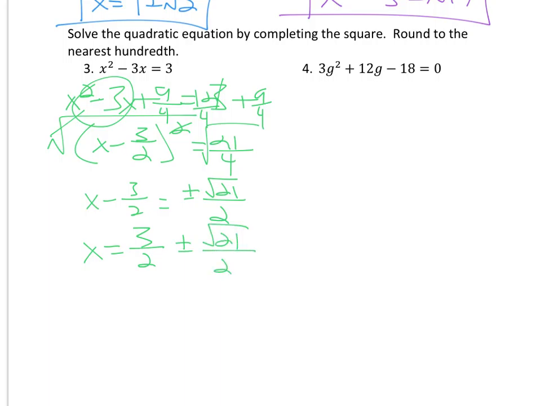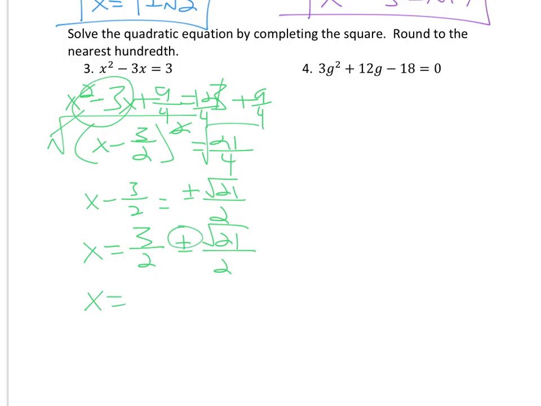In this case, that's the exact answer, like we had up top. But this one tells us to round to the nearest hundredth. So I'm going to pull out the handy dandy calculator. I'm going to put in 1.5, or 3 halves, and add root 21 over 2. Root 21 should come out to about 4.58. Divide that by 2, and I need to add that to 1.5. I get 3.79 for the positive one.